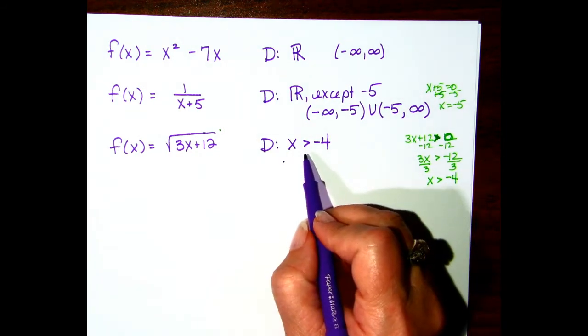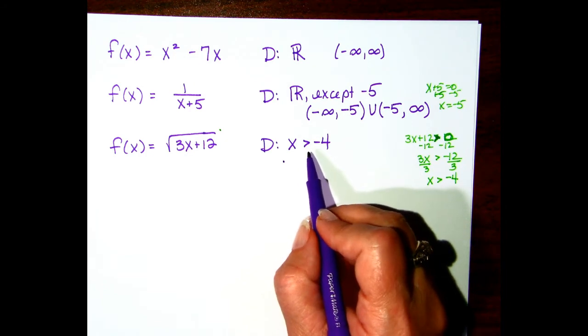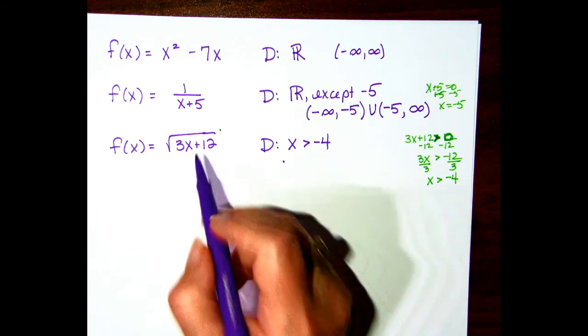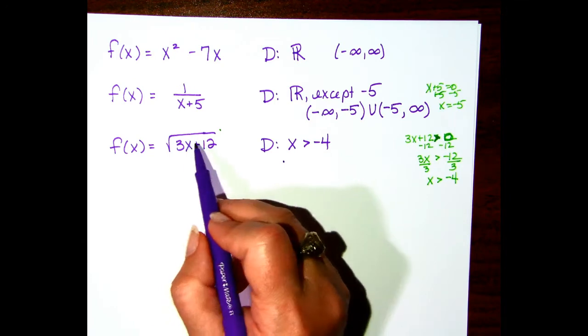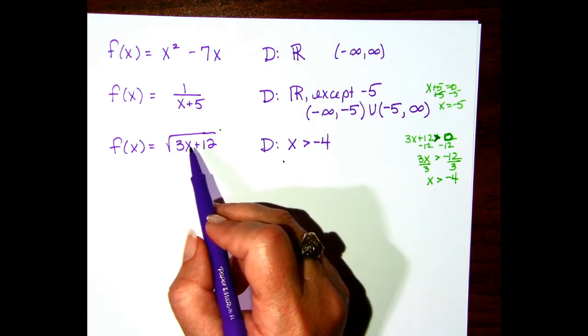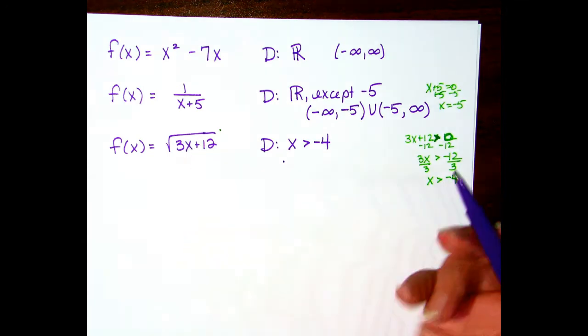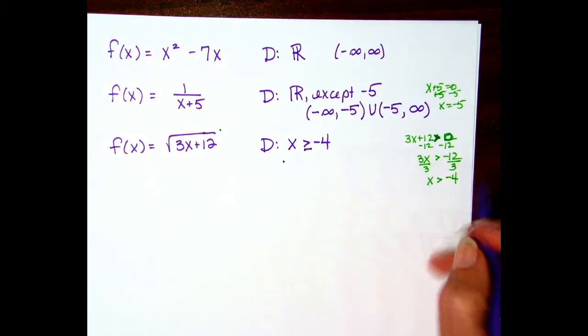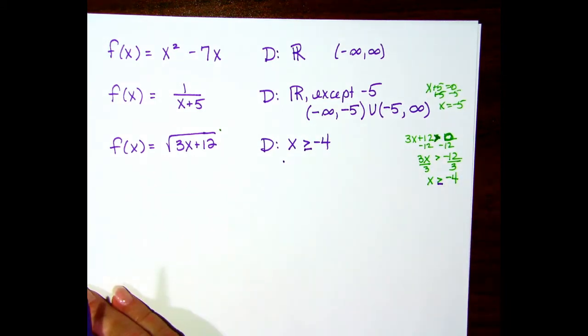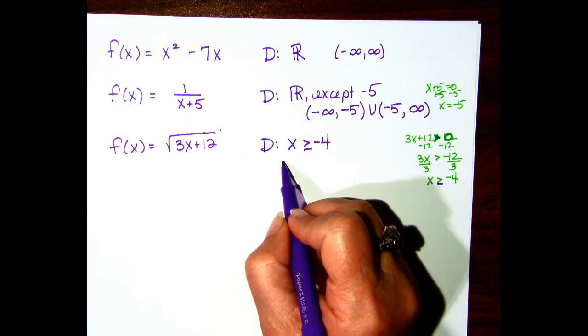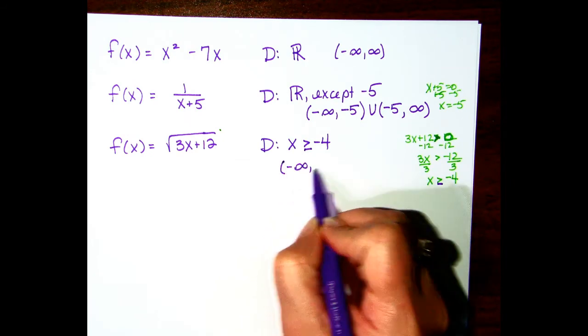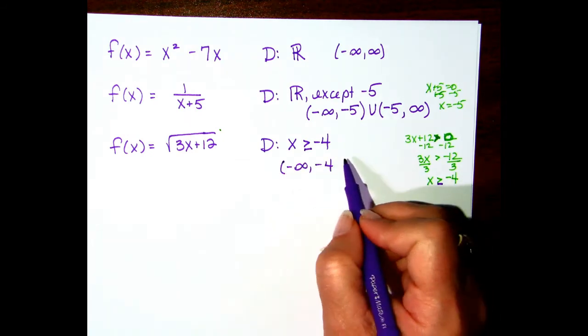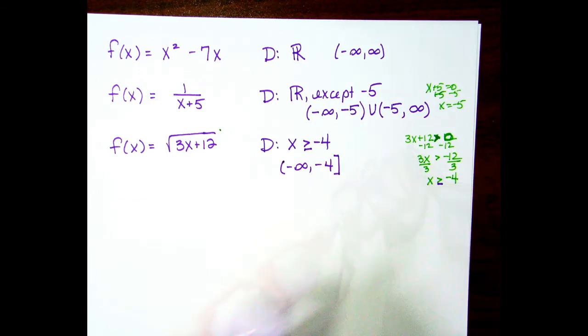Can I ask you a quick question? Is it allowed to be or equal to? Is this allowed to be 0? Do you know the square root of 0? Yes, it's 0, right? So this is actually or equal to, isn't it? Okay? So this actually is negative 4 to infinity, but negative 4 has a bracket, right?